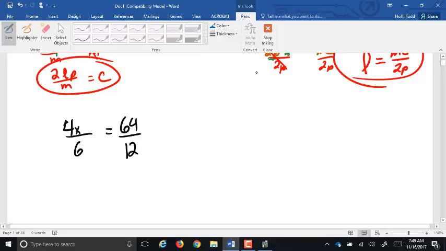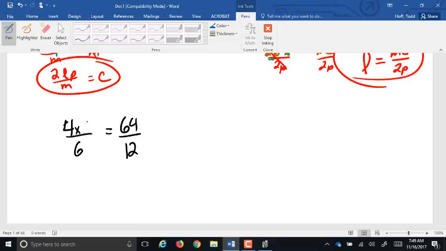There are some alternatives to this. Here we could solve this by, X is being multiplied by 4 and then divided by 6. We could multiply by 6 and then divide by 4. But if you remember, back when we did percents, when we had two fractions or two ratios equal to each other like this, we did cross multiply and divide.